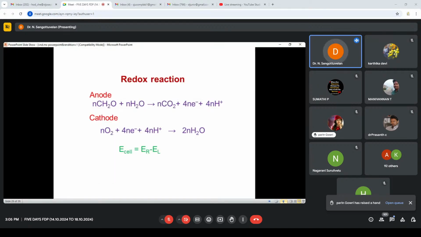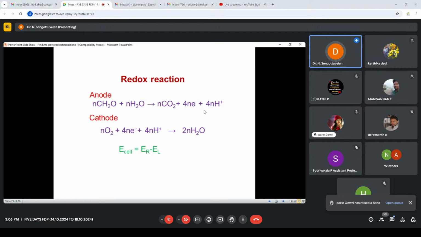So instead of oxygen, we can use other pollutants also. This is the basic reaction which happens in the redox chemistry of microbial fuel cells. That is, n number of CH2O, which is said to be the carbohydrate, reacts with water in anaerobic condition. It generates carbon dioxide with the ejection of H plus ions and the liberation of electrons. This electron has to be transported by the microorganism to the anode by the direct pathway or nanowires, whatever it may be. So this is the anodic reaction.